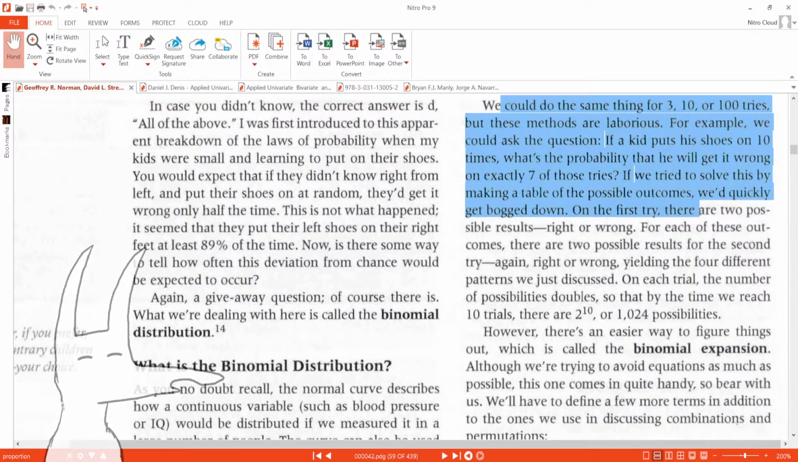On the first try, there are 2 possible results. For each of these outcomes, there are 2 possible results for the second try, and so on.